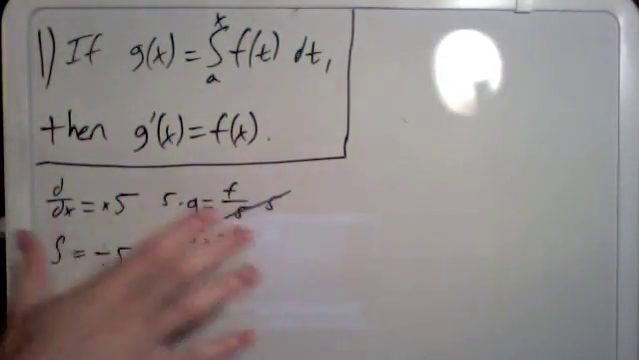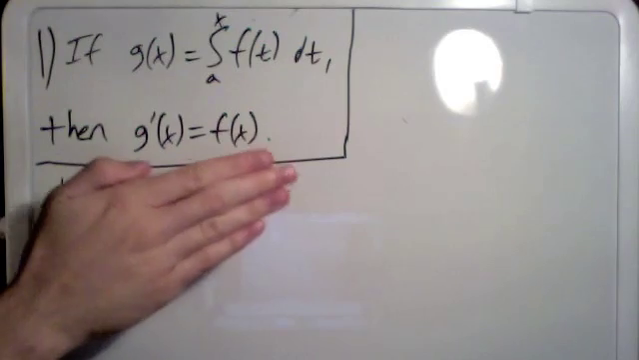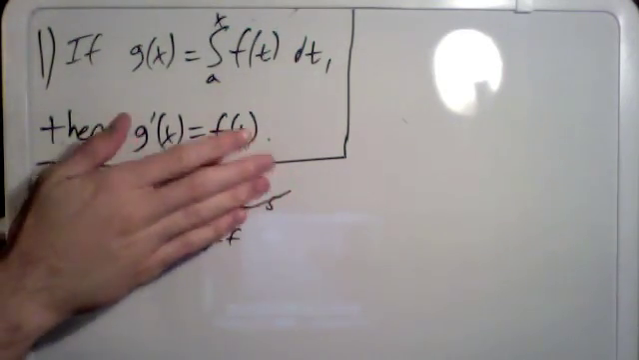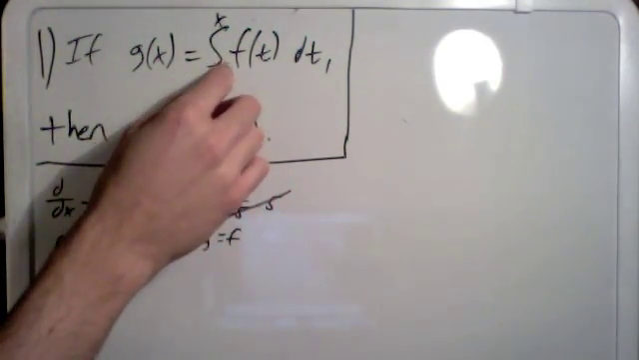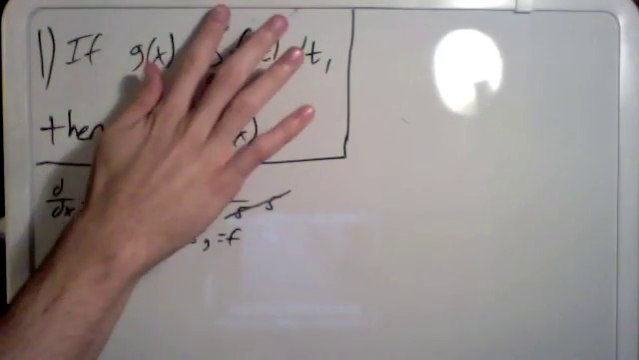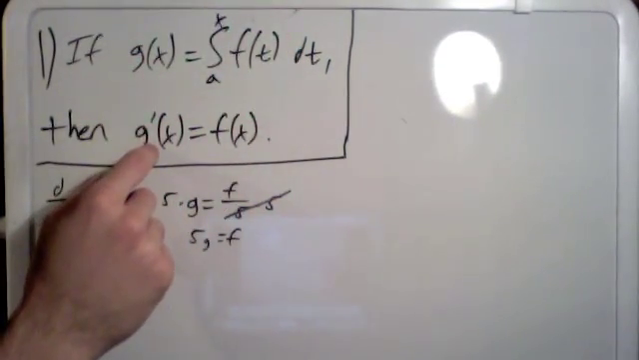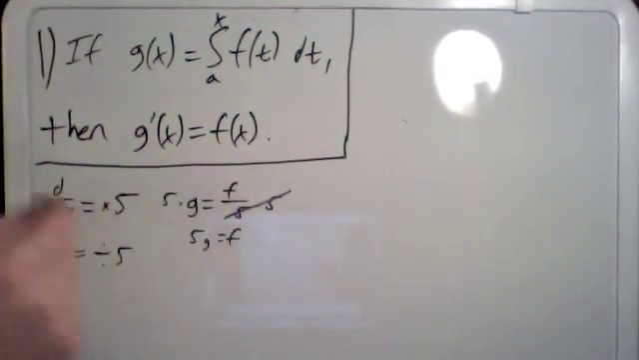And if this whole thing doesn't make sense to you, just don't even worry about it and just focus on, okay, derivatives cancel out integrals, this cancels, and we're left with the derivative of g of x equals f of x.